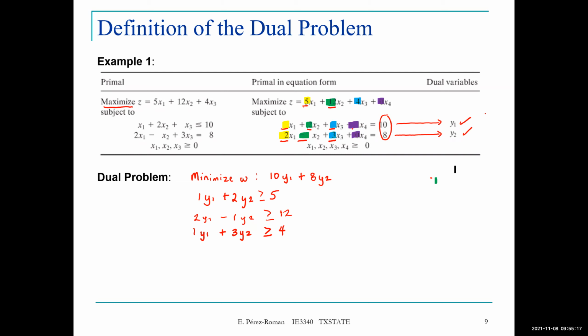And then finally, I have 1. This was 0. And then this is 0, 2. So what this is going to state is 1y1 plus 0y2 greater or equal to 0.